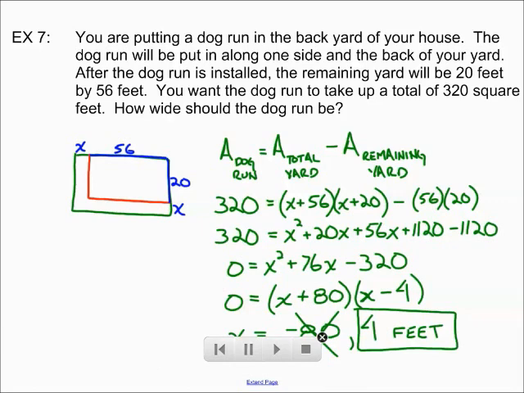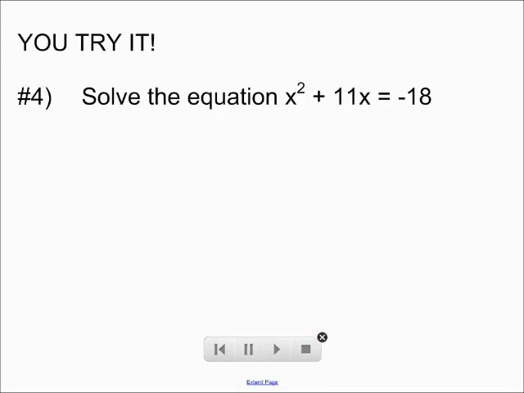A lot to that one. You might need to replay this, but that's the beauty of having it at home. Go ahead and replay it, listen to it again, and try and figure it out.